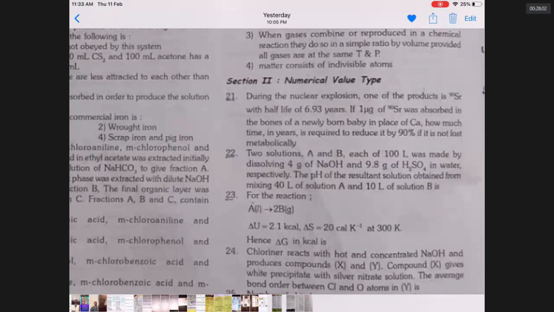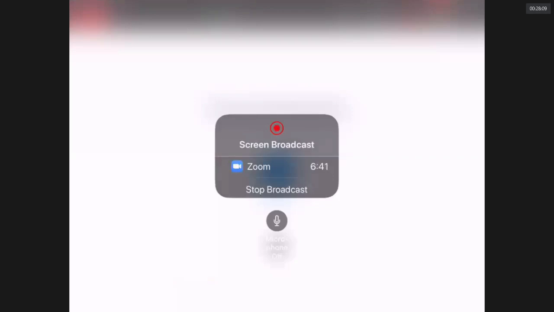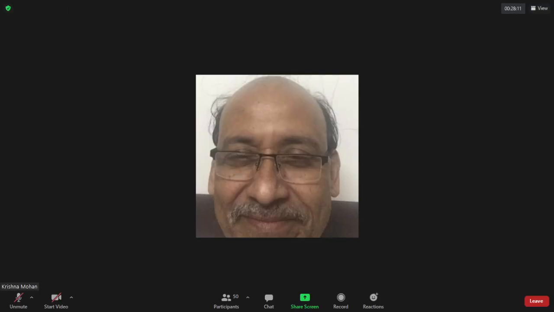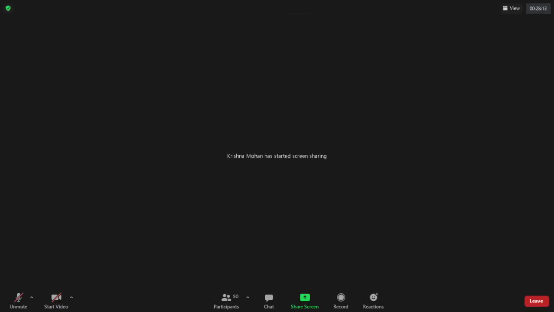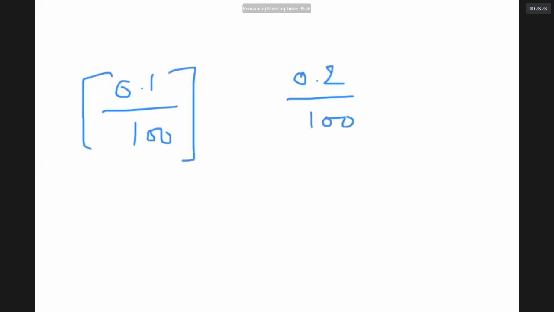Now I am going to kill this problem in less than 45 seconds, you see. Now you have to start my time. Now, sir, 0.1 equivalents of NaOH is taken in 100 liters. 0.2 equivalents of H2SO4 is taken in 100 liters. It is its normality. It is NaOH. It is H2SO4.